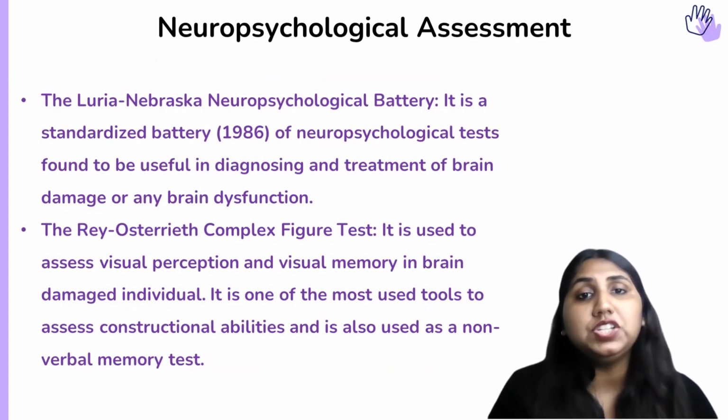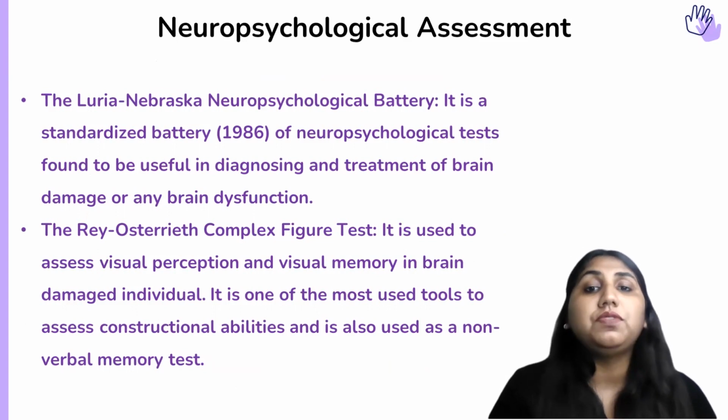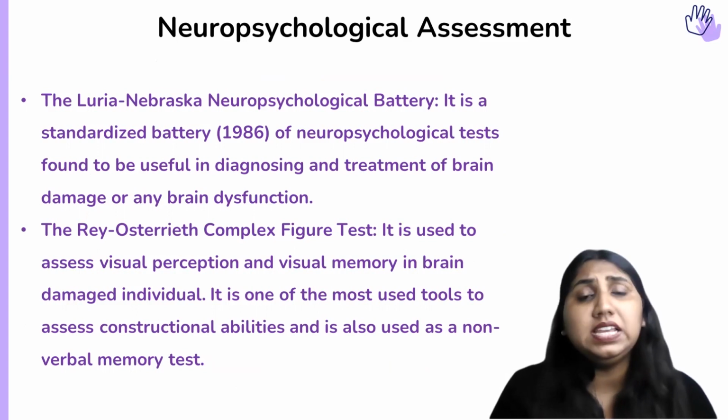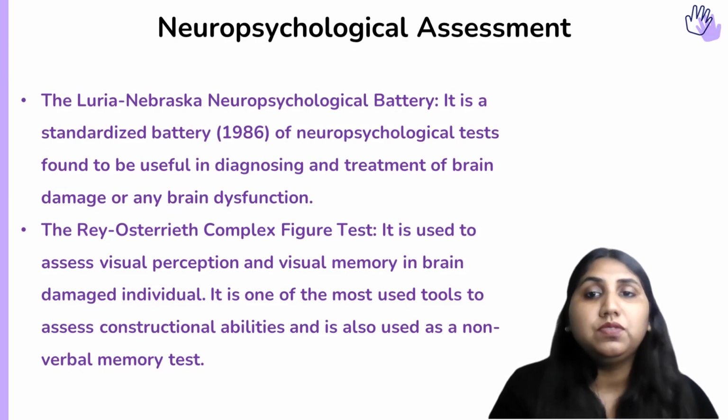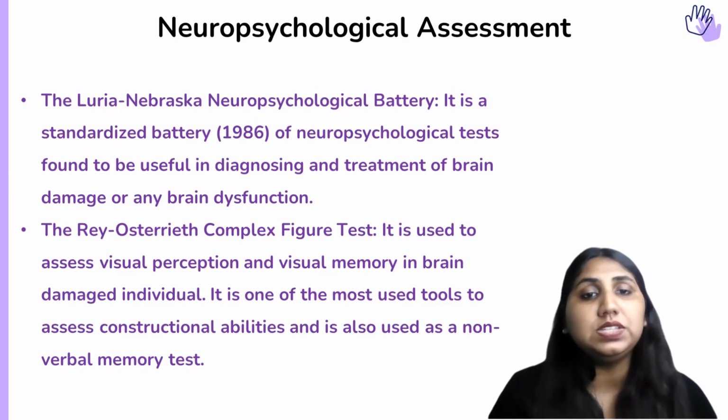Then we have the Rey-Osterrieth Complex Figure Test. This test was designed by Rey in 1941, and it is used to assess visual perception and visual memory in brain damaged individuals. So if you have brain trauma or brain injury due to any reason, this test is often used, and it is one of the most used tools to assess constructional abilities and non-verbal memory. Okay, it can be used for individuals ranging from 4 to 15 years and 16 to 60 years of age, because that is where the norms are available. So for children, we go from 4 to 15, whereas for adults, we go from 16 to 60.